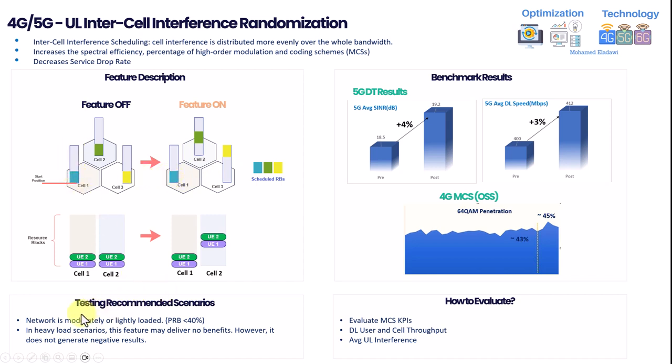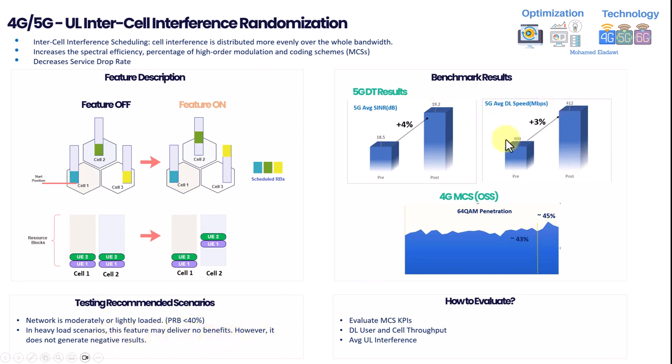So actually, if you would like to test the scenario or try to test the gain of this feature, it's better to deploy it in scenarios where you have a lightly loaded network, for example, the PRB utilization less than 40 or less than 30, so you can gauge the gain and confirm what kind of gain you have. And in terms of heavy load scenario, this feature has no negative impact. It will not just be triggering.